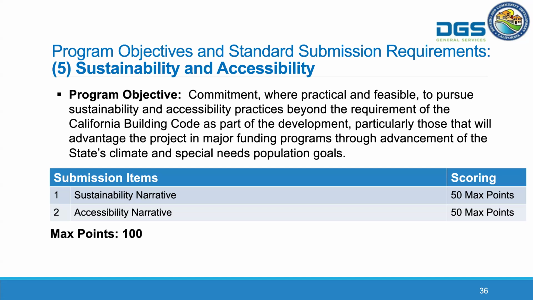Up to 50 points each for narratives of 4 pages or less, describing proposed sustainability or accessibility features, how these features benefit the financial competitiveness of the project, and respondent has examples of prior success in delivering the features or approaches described in the narratives. So that's a little bit about those requirements. Go to the next slide, please.